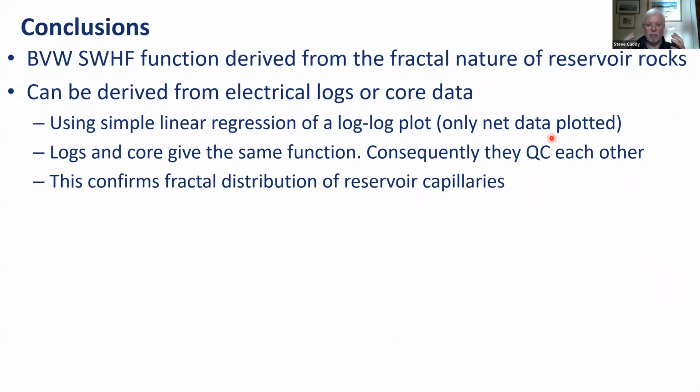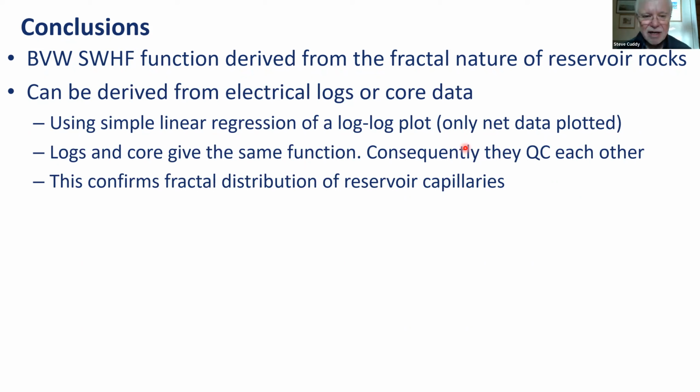It can be derived from log data and core data, preferably both. And on log-log scales, it's just a simple line. You only need 2 points to define a line. Or if you believe that B is 42, you only need 1 point. So as they give the same function, they QC each other.